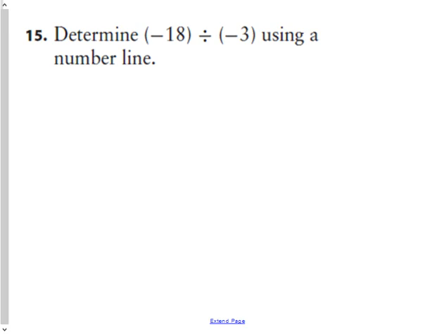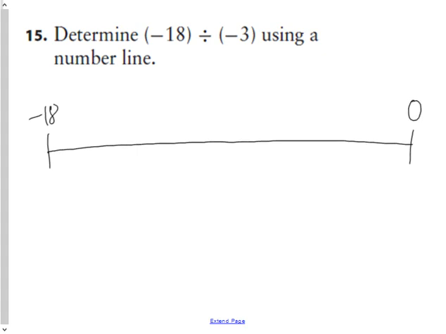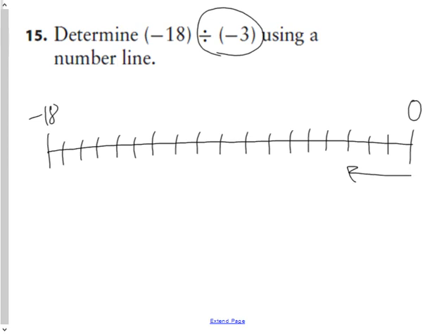Question 15, determine the answer to this using a number line. So if I take this and say I have negative 18, I'm going to put down negative 18 here and 0 here. 1, 2, 3, 4, 5, 6, 7, 8, 9, 10, 11, 12, 13, 14, 15, 16, 17. It's not bad. So if I have negative 18 divided into groups of negative 3, that's how I'm going to interpret this one. There's 1 group, 2 groups, 3 groups, 4 groups, 5 groups, 6 groups. If I have negative 18 divided into groups of negative 3, how many groups can I make? I can make 6 groups.